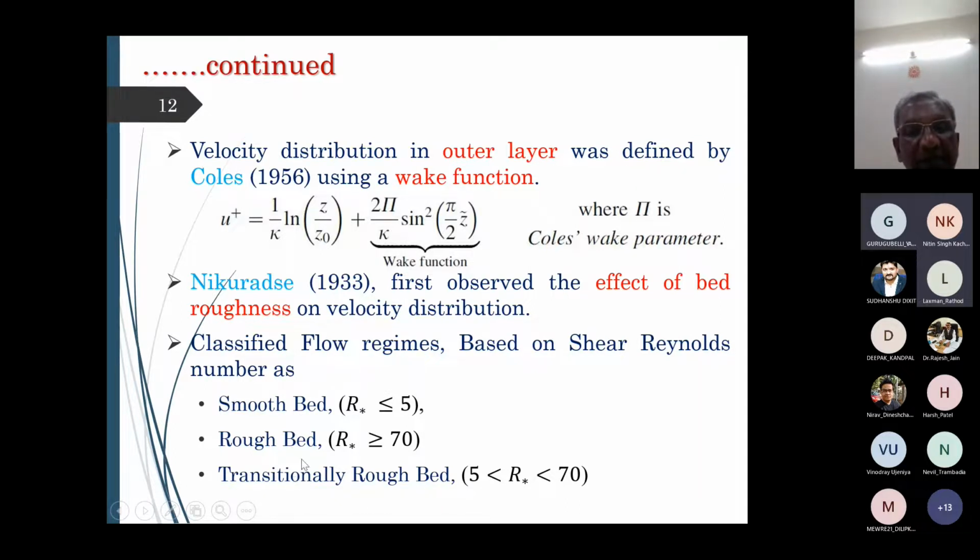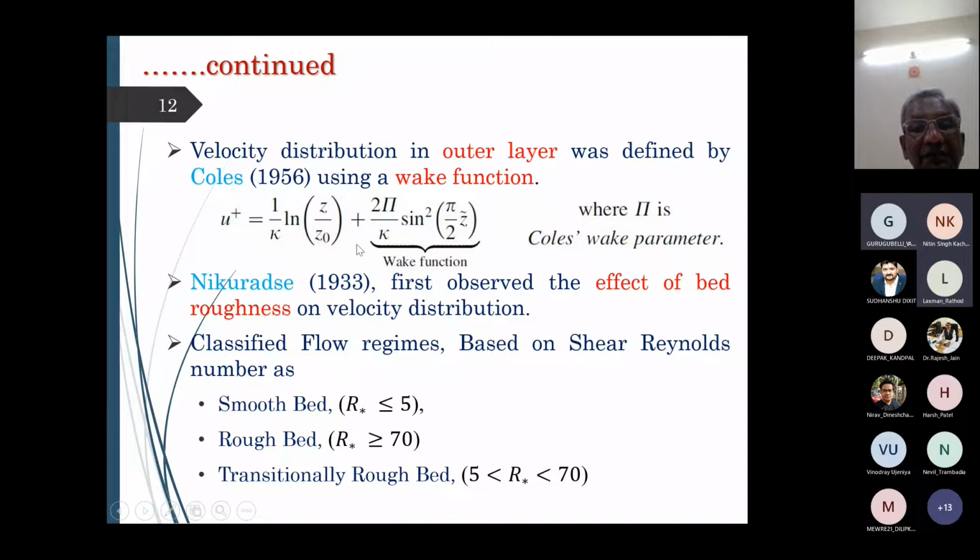We have to correlate with the size of the particles or roughness present on the bed, and also the thickness of the laminar sublayer. The size of the roughness or sediment particles present on the bed decides whether the boundary will be smooth, rough, or transitionally rough, right? So, that is what I wanted to explain.